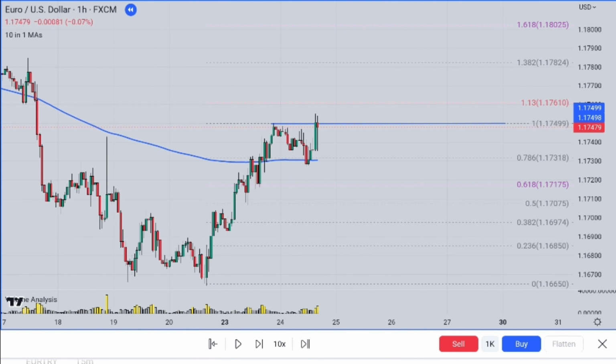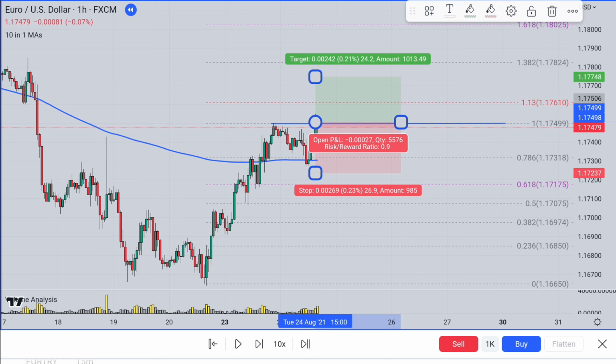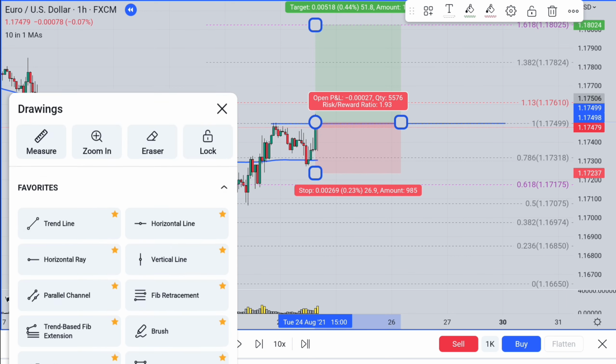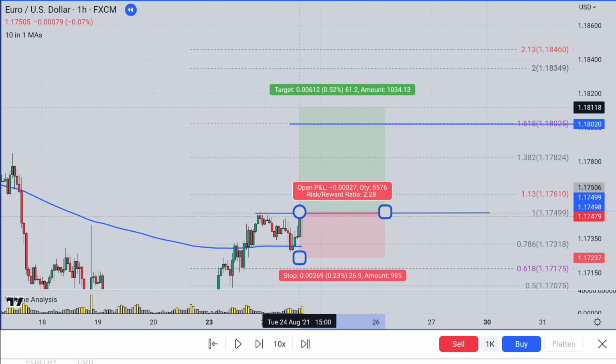As you can see, the resistance line was broken upward. The volume analysis indicator also confirmed this with a yellow column. We enter the trade from this level and set the first target as the 1.618 Fibonacci ratio. The ultimate target will be the 2.13 ratio.